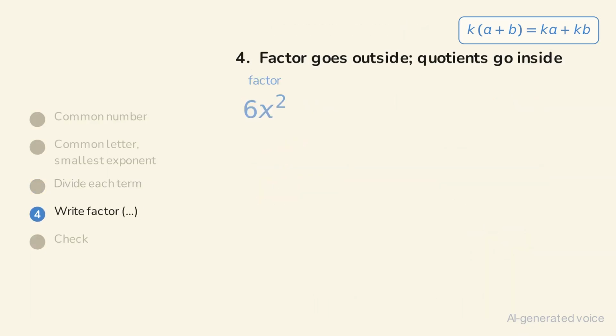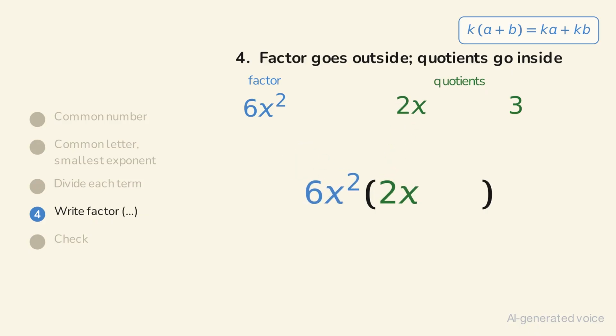Step 4. We build the answer. The common factor, 6x squared, goes outside, and inside the parenthesis go the quotients we just found, 2x plus 3. We get 6x squared times 2x plus 3. And notice the sign. Since both terms were positive, inside the parentheses everything stays adding with a plus sign. In other cases, if a term were negative, a minus would appear inside.